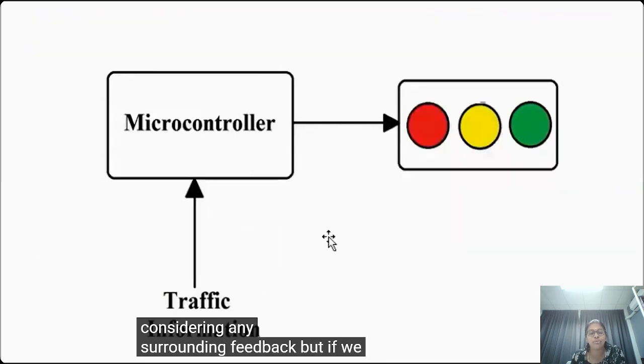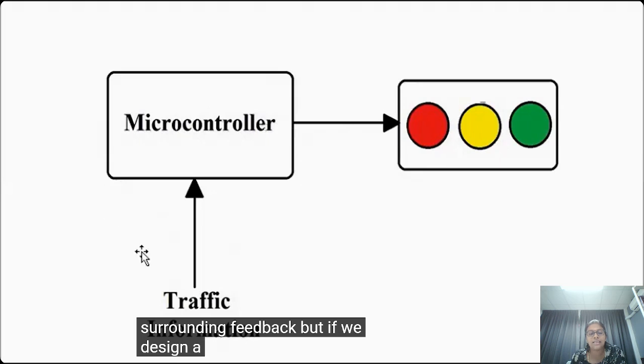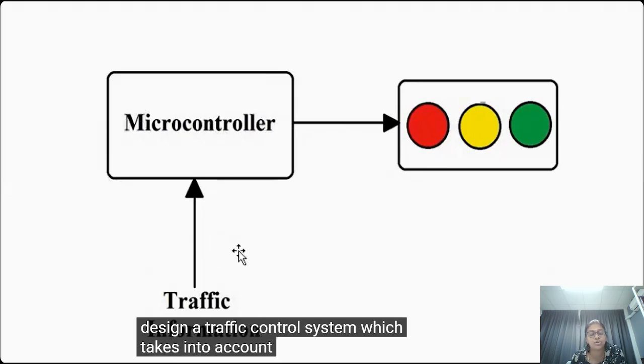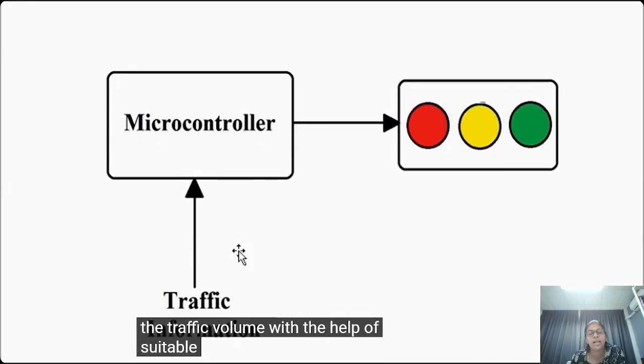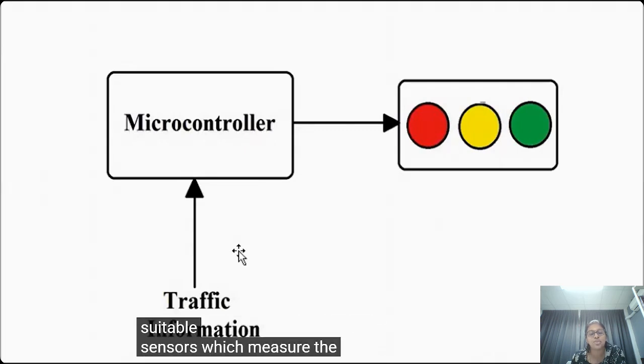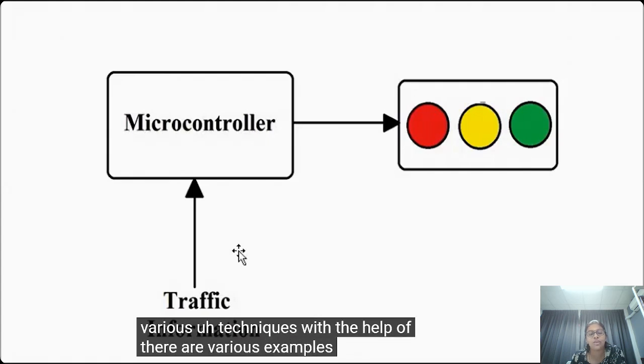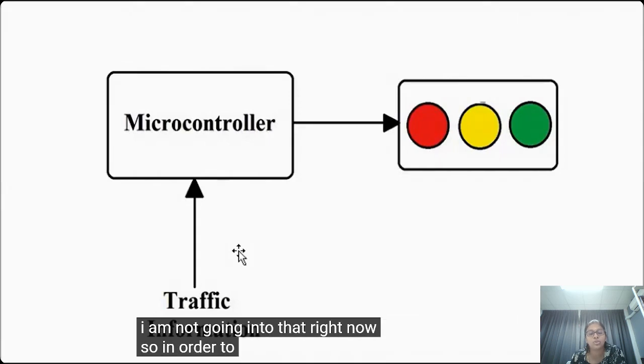But if we design a traffic control system which takes into account the traffic volume with the help of suitable sensors, there are various techniques we can use, such as motion sensors, pressure sensors or Doppler effect sensors. That is very complicated, so I'm not going into that right now.